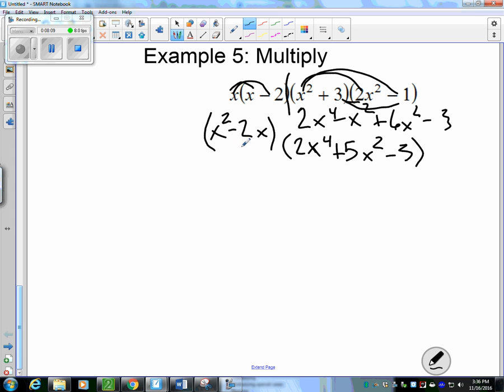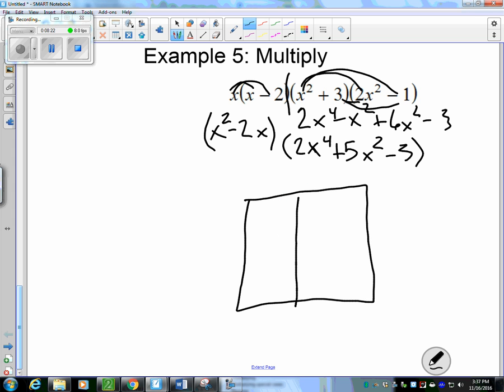So if you want to multiply this out with a Punnett square, go ahead. Hopefully your Punnett square looks a little better than this, but it doesn't have to. So I need 1 column. You could have 3 columns, and you could have 2 rows if you'd like. Does not really matter. So 2x to the 4th and 5x squared and negative 3.